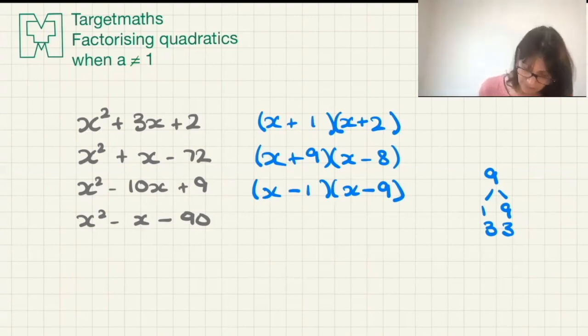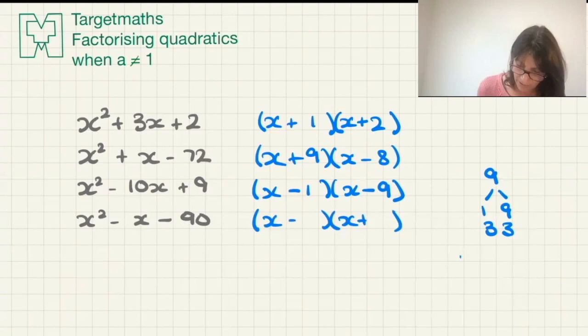Okay, let's do the last one. We are going to drop in the x, do the signs, it's neg, so it's going to be neg pos. I'm working on 90 this time. So the obvious one is 9 and 10. It's actually the one I want as well. I want to make 1, yeah? And 10 take 9 makes 1.